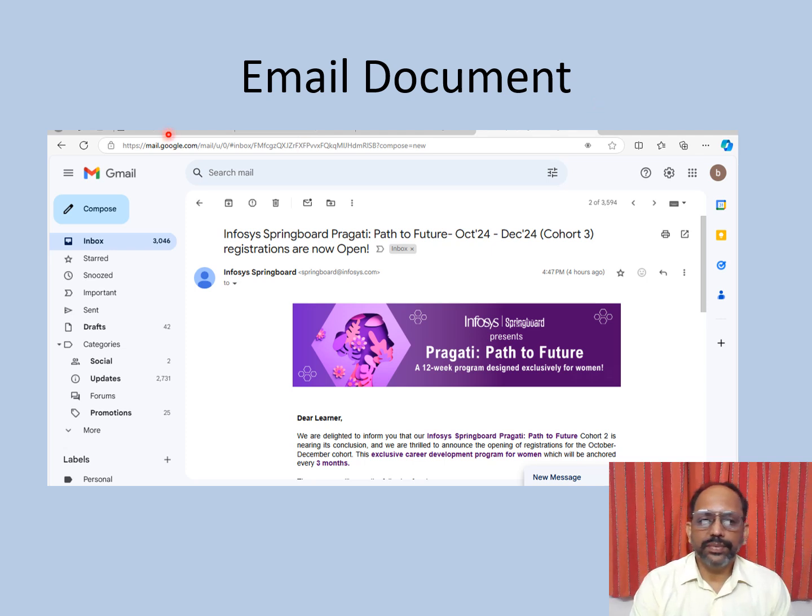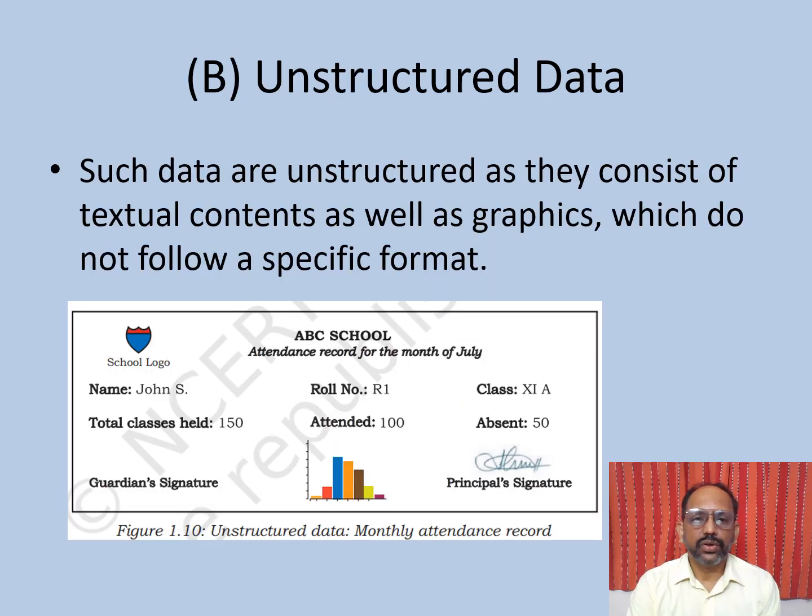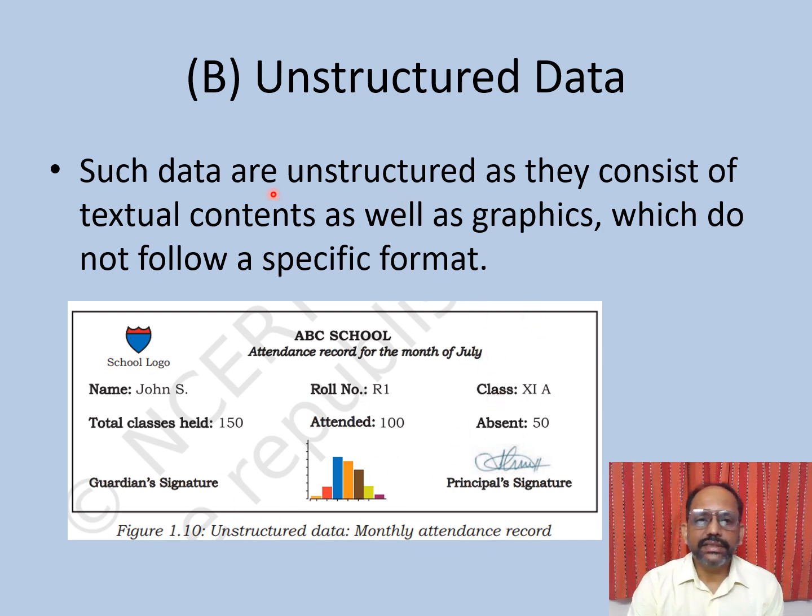Now, there is another example of unstructured data, which is an email document. When you open your mailbox, you can see such kinds of emails. There will be a subject, there will be a sender, and the content will be there. Some content will be purely textual, some content will be a graphic with text. That means different kinds of email messages will have different structures. They don't maintain a common structure, and it will not be in tabular form. Such data are unstructured as they consist of textual content as well as graphics which do not follow a specific format. This is unstructured data.